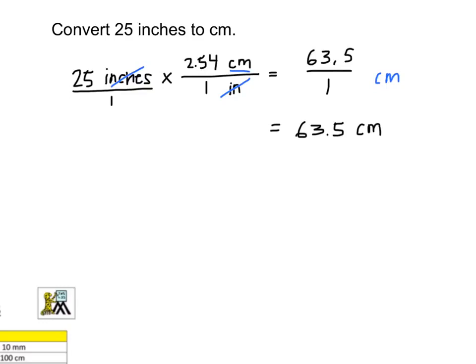I've successfully converted 25 inches to centimeters, and it turns out the 25 inches would be equal to 63.5 centimeters. And that makes sense because centimeters are a smaller unit of measure. A centimeter is shorter than an inch, so there should be more centimeters in the same amount of space as there are 25 inches. So that's it. Good luck working these problems on your own. You'll have some to do on the homework assignment, and just follow this example.